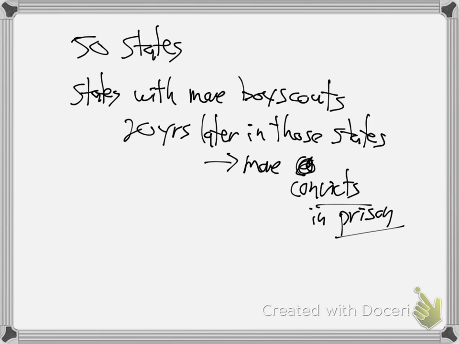What's going on? What's the lurking variable? Boy Scouts are not causing criminals. Causing people to become criminals. See how easy this is to lie? Just throw out some numbers and they let you conclude what they want you to conclude.